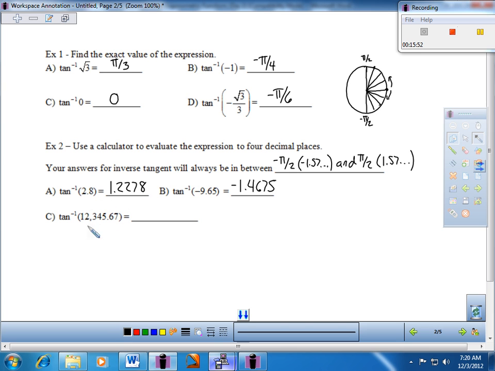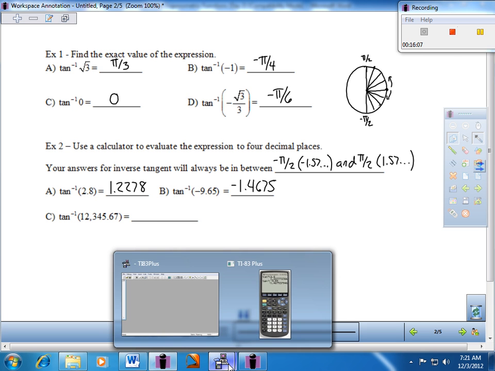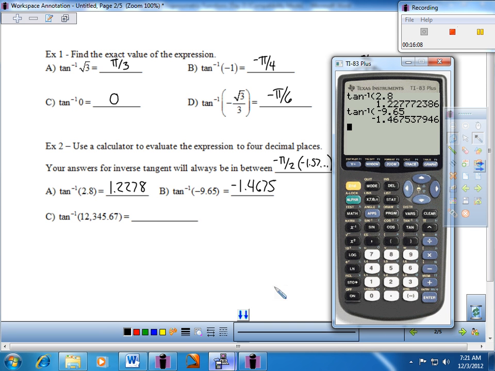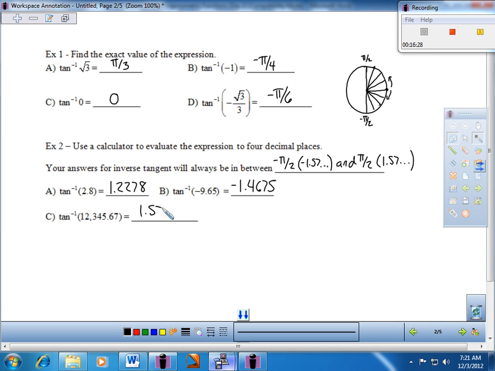And that's why we said before, the domain of the inverse tangent is all real numbers. So here's just a rather large contrived one. Let's go for it. Inverse tangent, 12,345.67. Something like that. And guys, I'm going to press enter there. And notice what we get, as a matter of fact. We get a number fairly close to pi over 2. So let me first and foremost go ahead and write that on the board here. So that would be the answer.